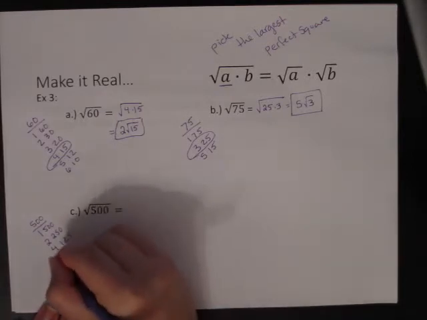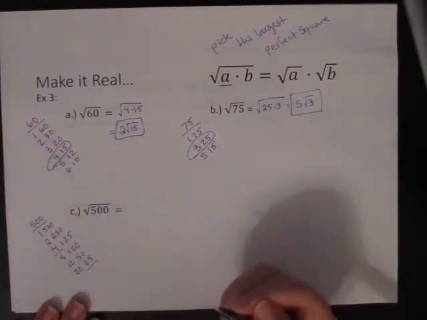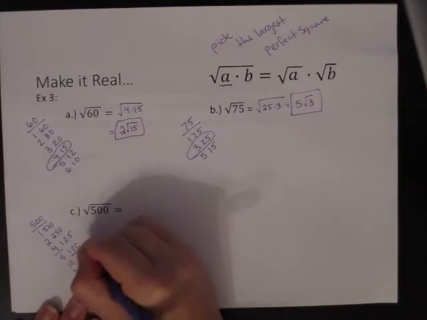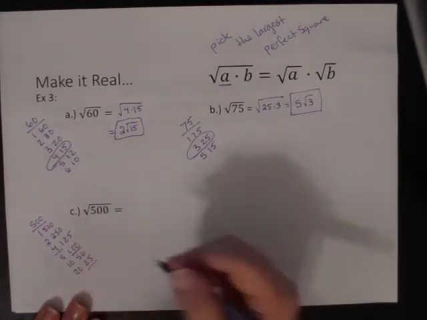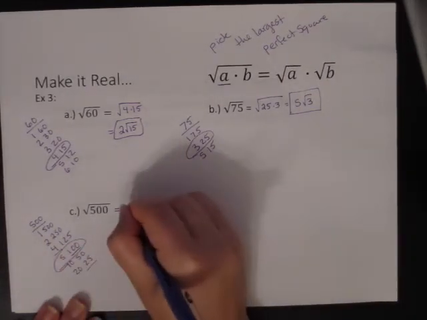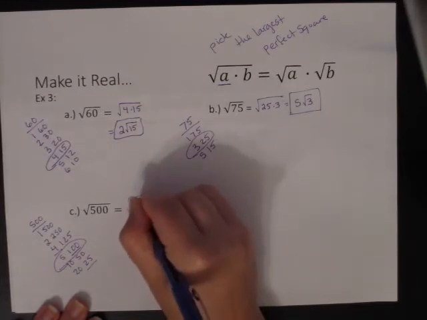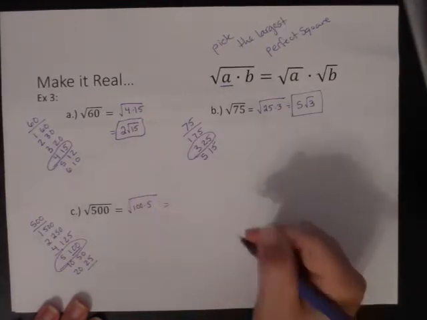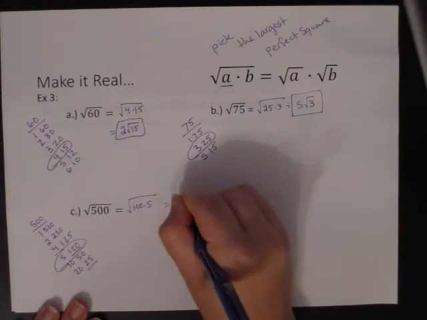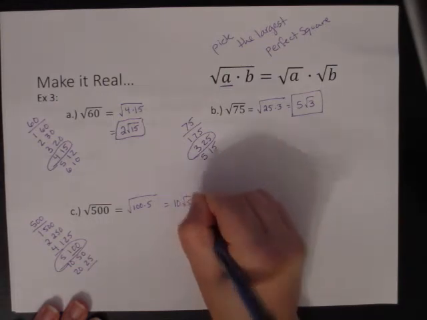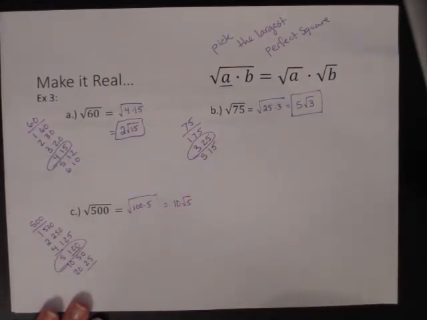Okay, so I've got 4 as a perfect square, I've got 25 as a perfect square, and I also have 100 as a perfect square. My largest one is 100, so this is the one that I'm going to use. So I take the square root of 100 times 5, which the square root of 100 is going to be 10 square root 5.